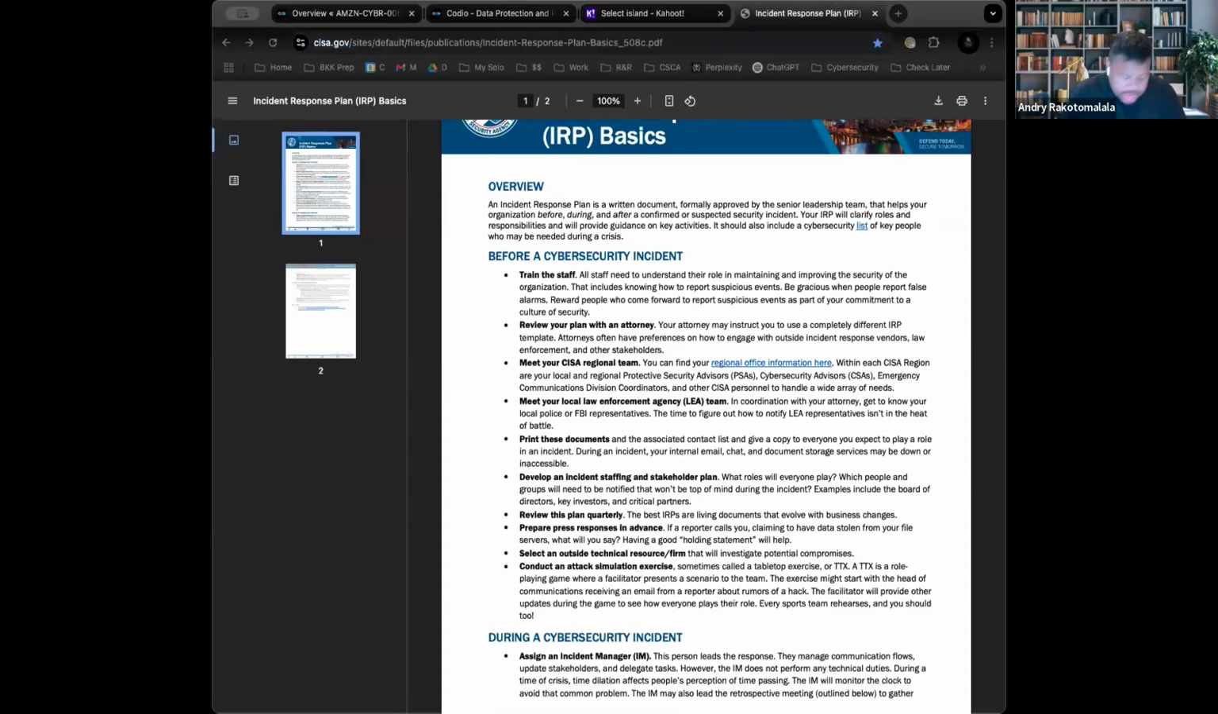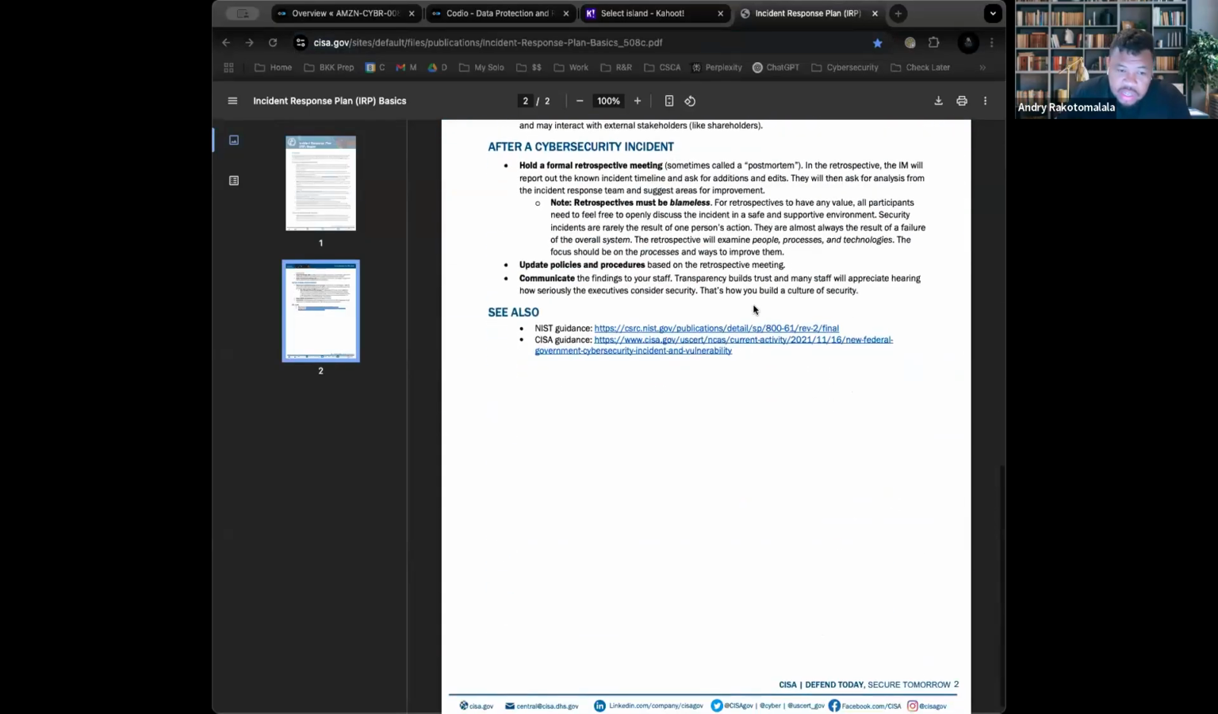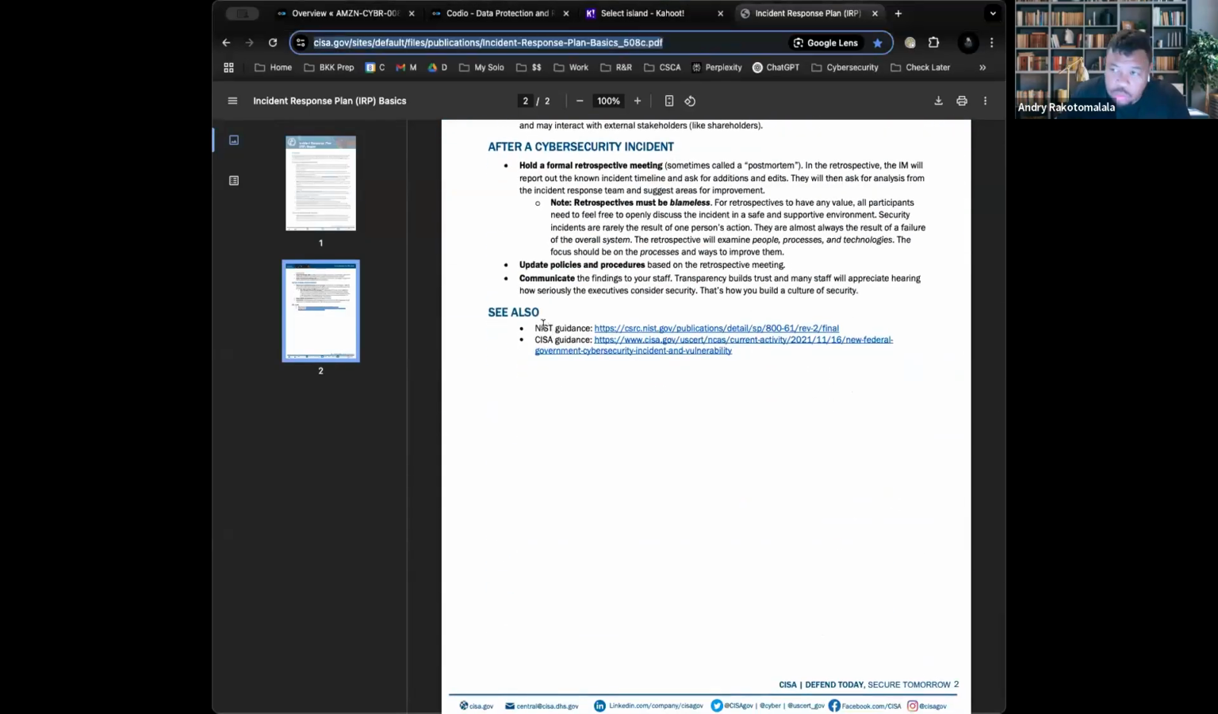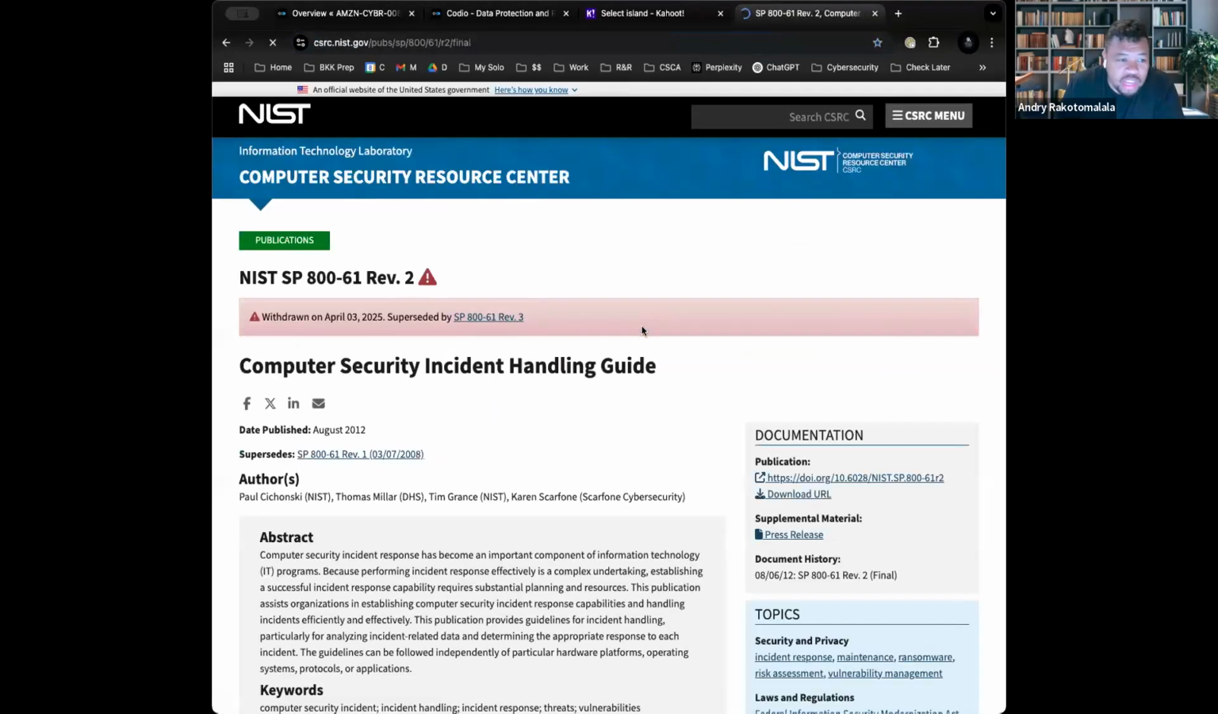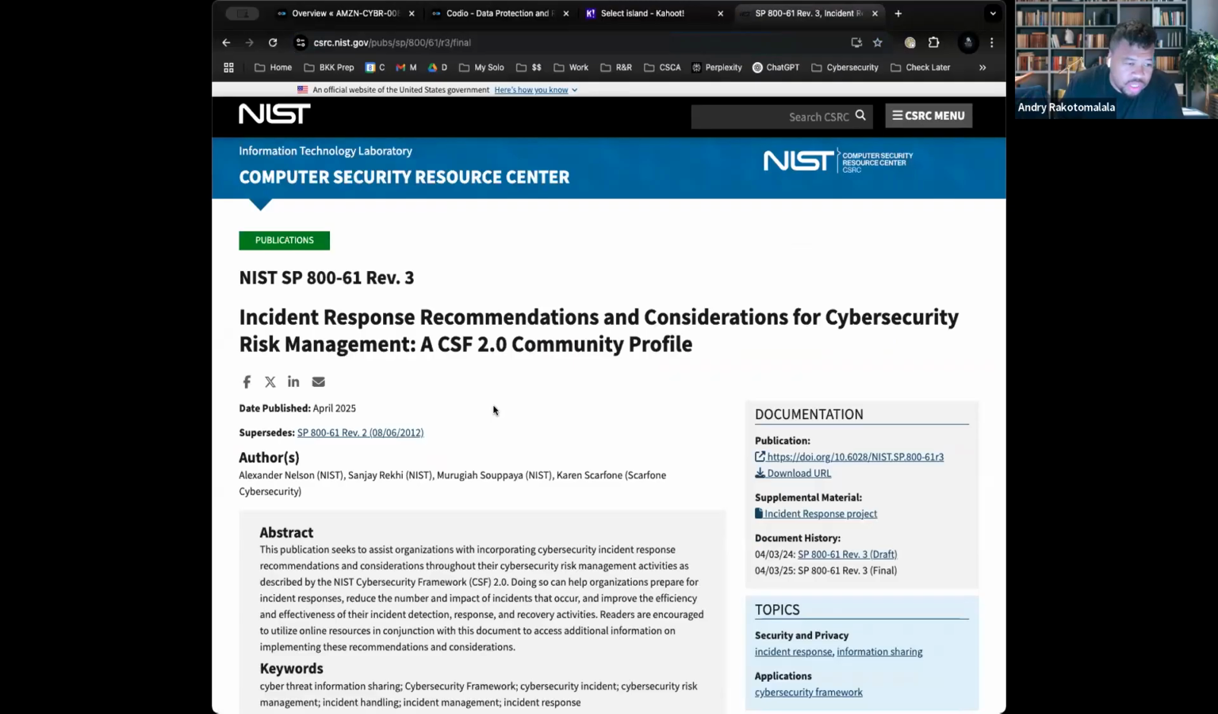If you dive a little deeper into this, they have a NIST guide. As a reminder, NIST is one of the frameworks that you should be familiar with. It is one of the key publications and key frameworks you should be aware of. Now, they do have this newer version here.